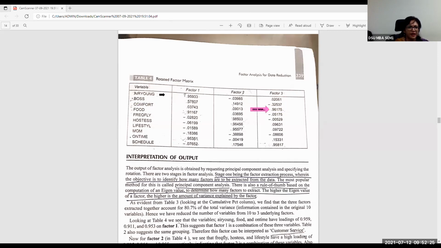And here the first two are coming in factor 2. You got it here, I'm mentioning with the arrow. The third variable is in factor 3. Comfort is in factor 3. Where is food going to come in? Food has a high coefficient 0.91167 in factor 1.